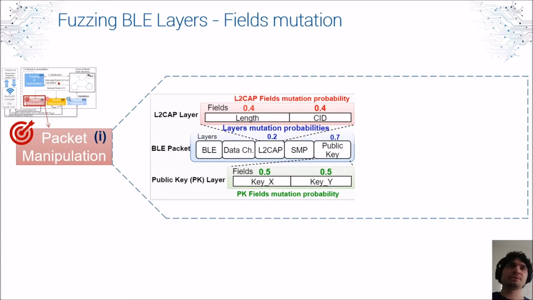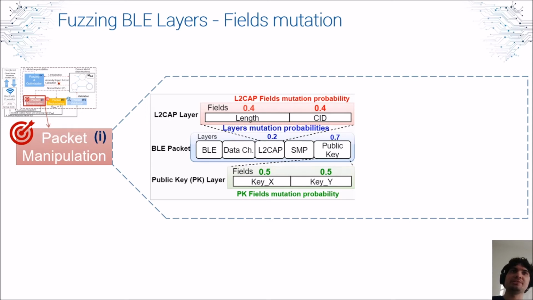We then showcase more in depth how the mutation works, but the intuition is simple in that we assign probabilities to each layer and field within a Bluetooth packet. By layers, I mean the different protocols contained within a packet.